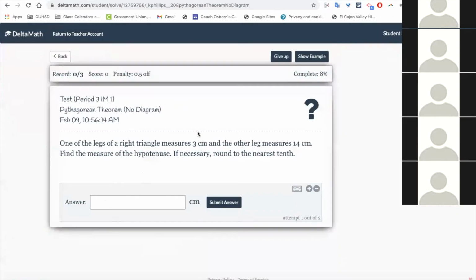Now the second one doesn't give you a picture. There's no diagram, so you have to read it and then draw your own diagram. So here it says one of the legs, so remember the legs, that's the part next to 90, of a right triangle measures 3 centimeters. Okay, the other leg measures 14. Okay, so let's go ahead and set that up.